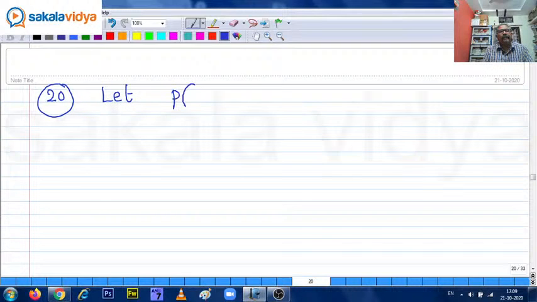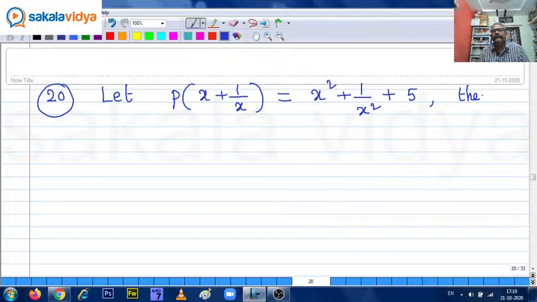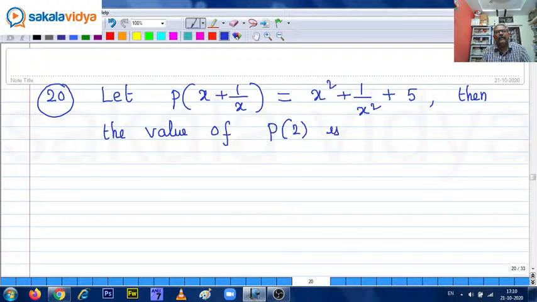Okay. Let p of x plus 1 by x equal to x square plus 1 by x square plus 5. Then the value of p of 2 is: option A is 7, option B 5, option C 6, option D is 9.